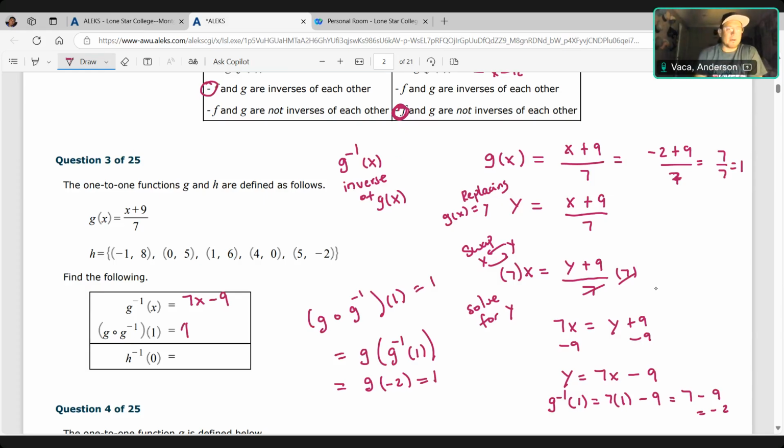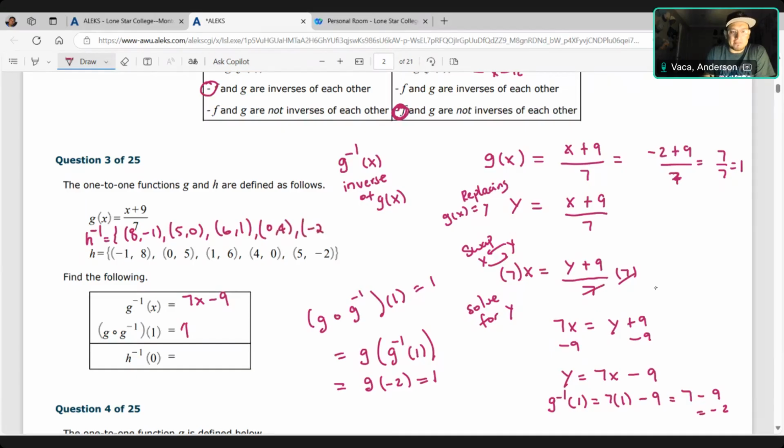Okay, alrighty then. So let's look at this example here with h inverse of h at 0. And so how do we find the inverse? Well, to find the inverse, we're going to swap every x with y. So in any case, we're just swapping the order. So we have 8 comma negative 1, 5 comma 0, 6 comma 1. We also have 0 comma 4.